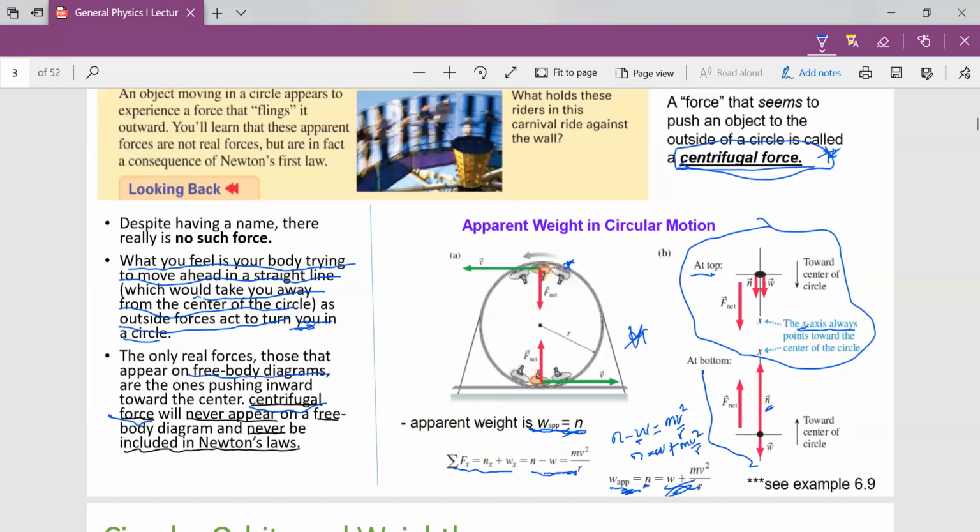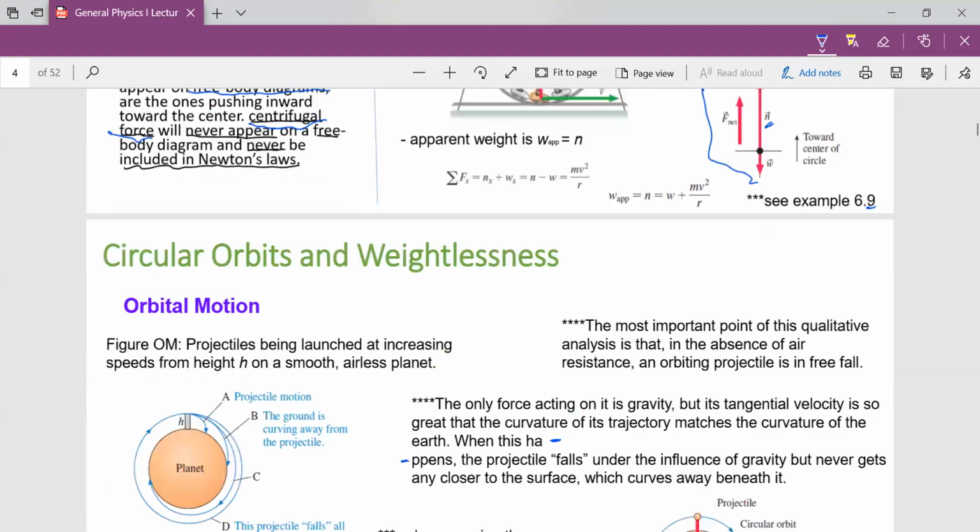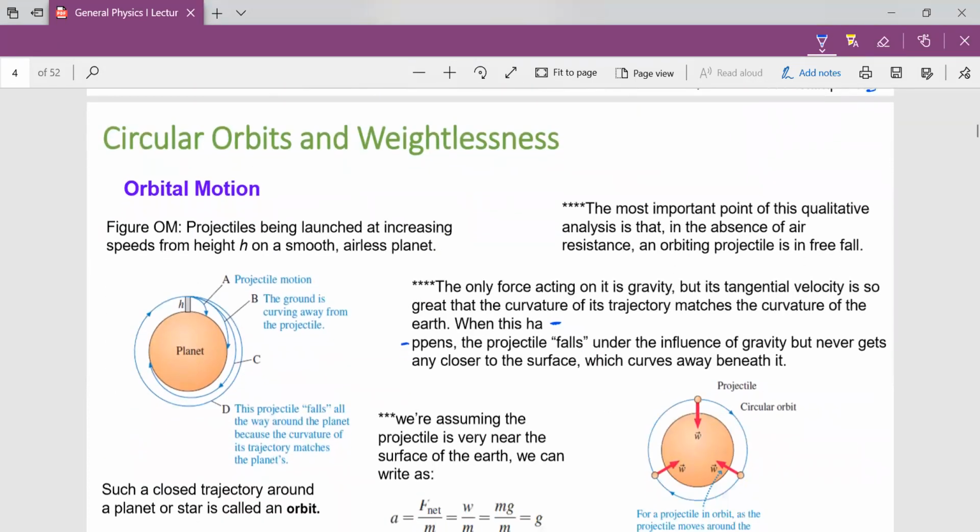This formula is also what you should note, because that is what we applied in example 6.9. Okay, so let's quickly move to another concept we want to look at today, which is circular orbit and weightlessness.